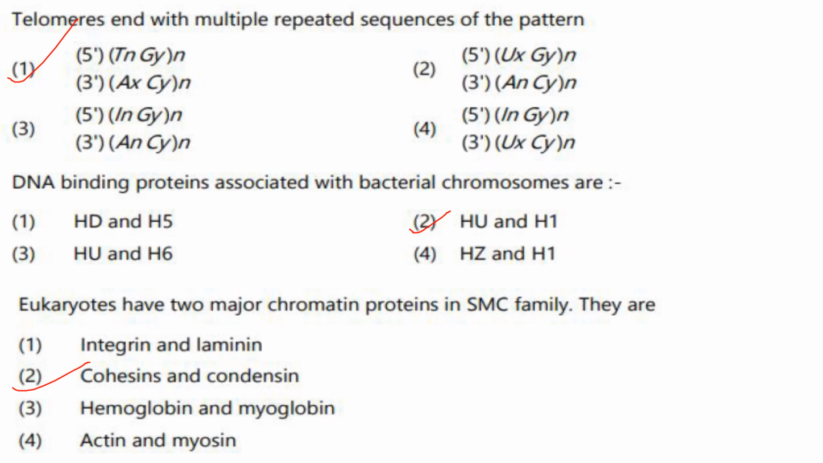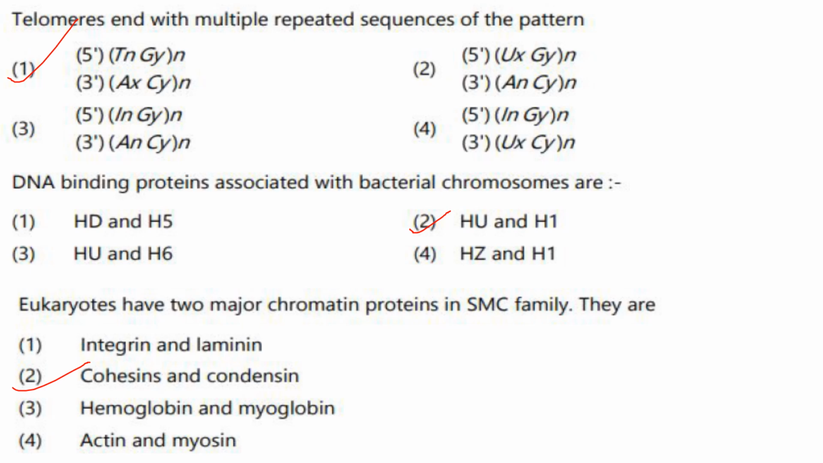Then eukaryotes have two major chromatin proteins in the SMC family. SMC is structural maintenance of chromosome family. They are cohesins and condensins. Cohesins hold sister chromatids together during mitosis and meiosis and ensure proper segregation of the chromosomes. And condensins compact the chromosome during mitosis and meiosis. The name itself suggests that they condense. So they compact chromosomes during mitosis and meiosis and maintain chromosome structure and organization.